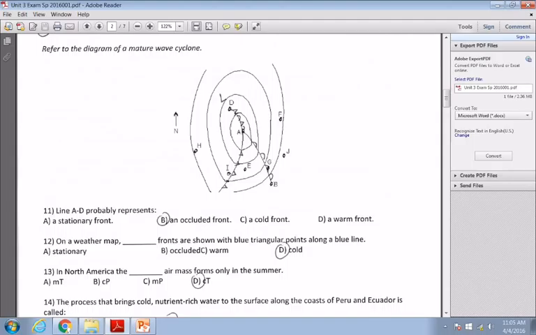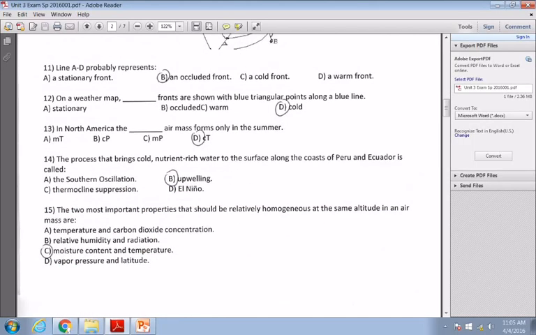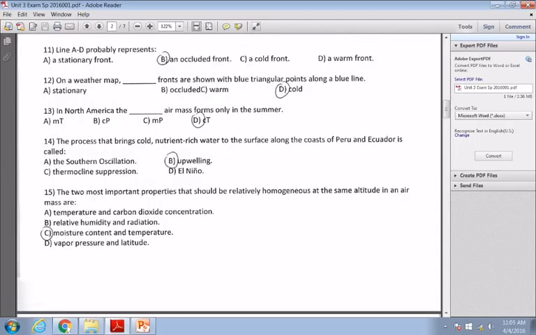Question 13, in North America, continental tropical air masses only form in the summertime, so the best answer is D for 13. Question 14 is talking about upwelling, the nutrient-rich water coming up along the western coast of South America. So B is the best answer for 14. 15, again, when we talk about air masses, they're most likely similar with regard to moisture and temperature. C is the best answer for 15.